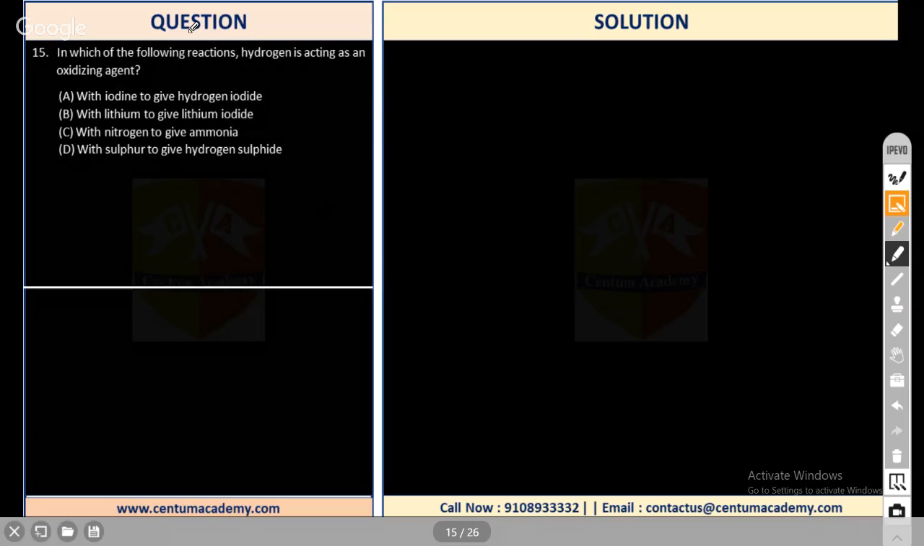First of all, you see the first option. When iodine and hydrogen combine, it forms iodide. So here hydrogen is in +1. Here it is 0. Right? So it is getting oxidized. Iodine is getting reduced. Right? So oxidized means what? It is a reducing agent.